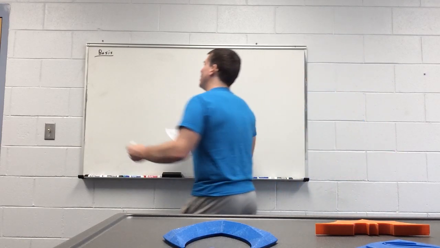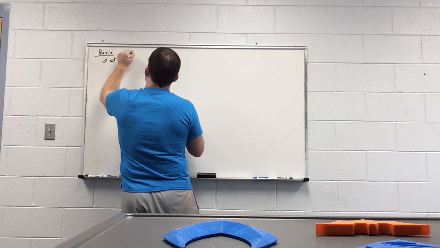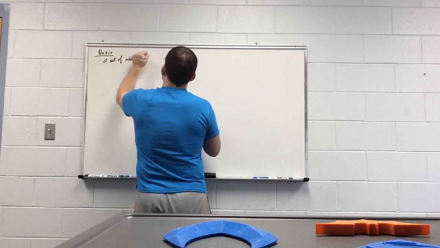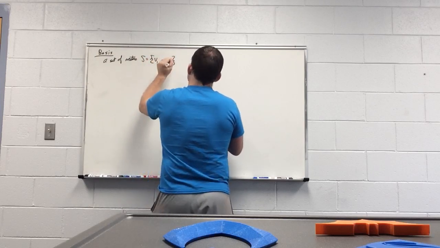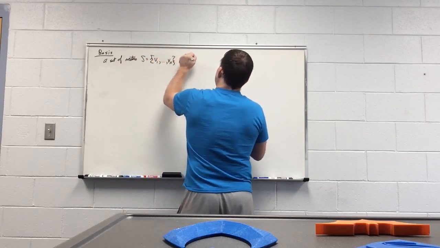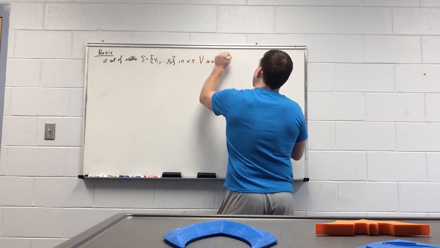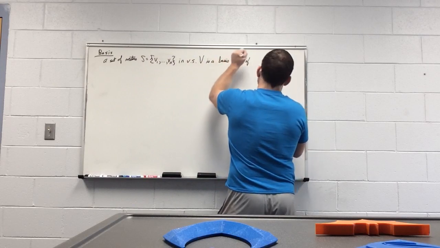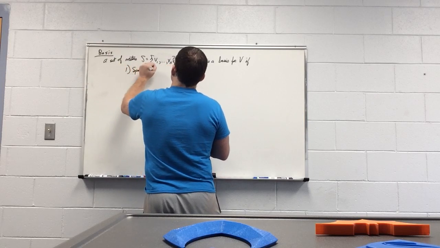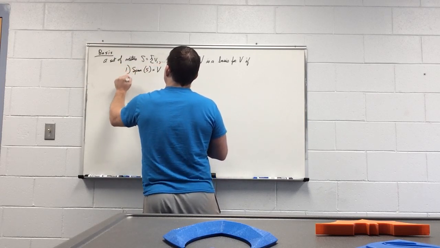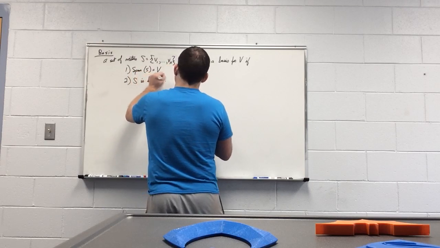Okay, so the actual definition we want: a set of vectors S equal to V1 out to Vn in the vector space V is a basis for V if 1, the span of S is equal to V, and 2, S is linearly independent.